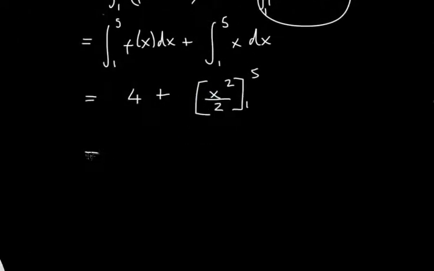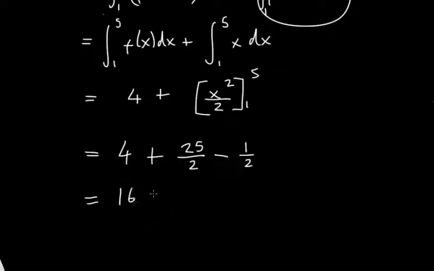So then you're left with a very easy problem to solve. You put the first limit in there, and then the second one, and you subtract them, right? So x squared, you put the 5 in here, that's 25 over 2, and then you subtract from it the limit of the 1 in there, which is 1 squared over 2. Since they're both over 2, you can subtract them. 25 minus 1 is 24. 24 over 2 is 12. 4 plus 12 is 16.